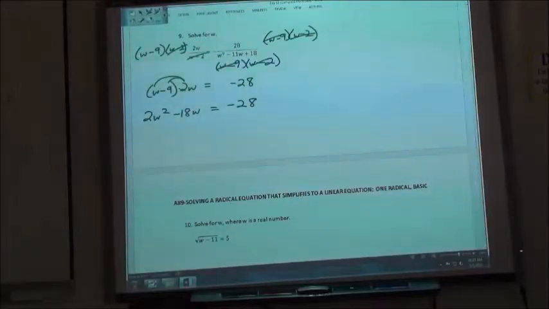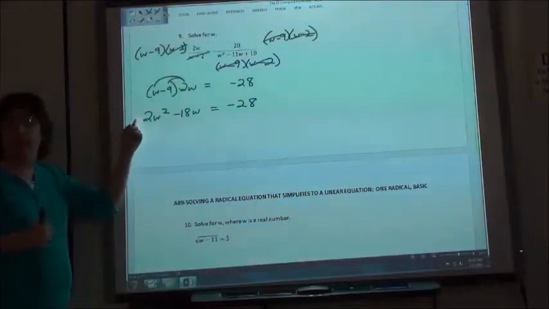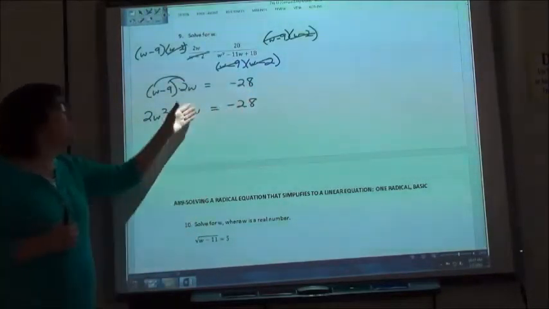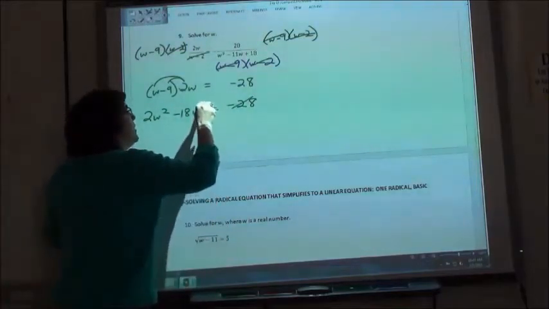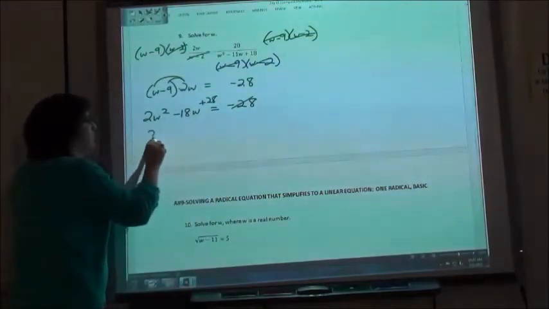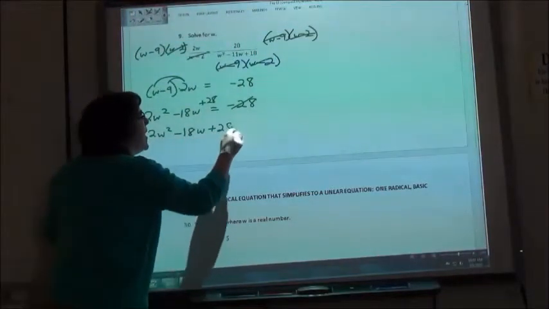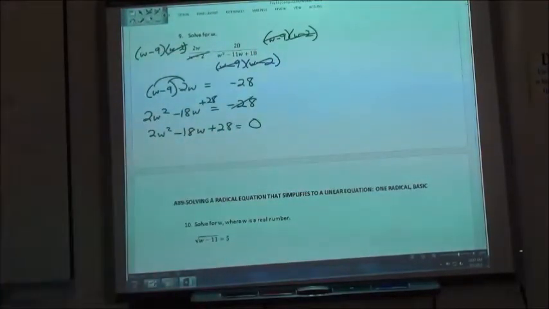Now we could move everything to the right, but what would happen with our W squared term? It would become negative 2, right? So we don't want to move it to the right. We just want to move them to the left. So we're just going to plus our 28. So 2W squared minus 18W plus 28 equals 0. If that's a positive, leave it where it is.